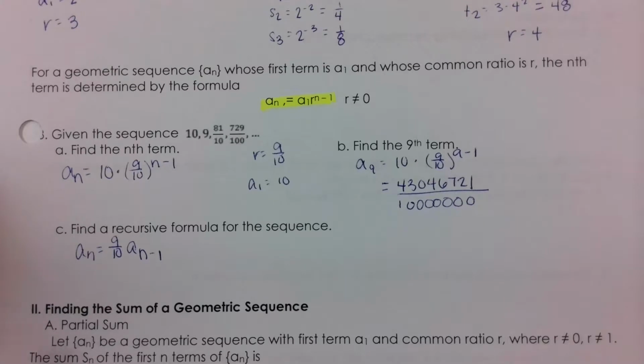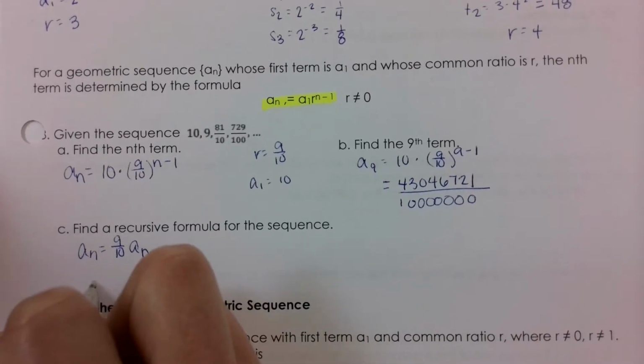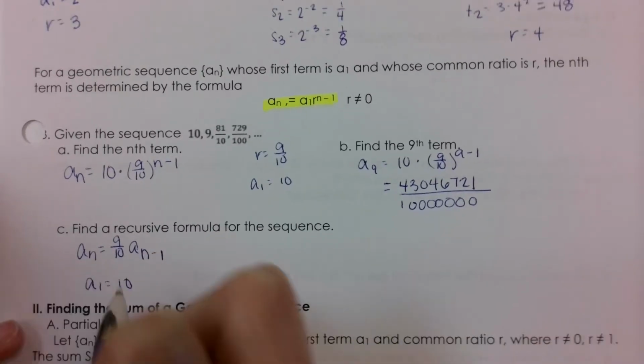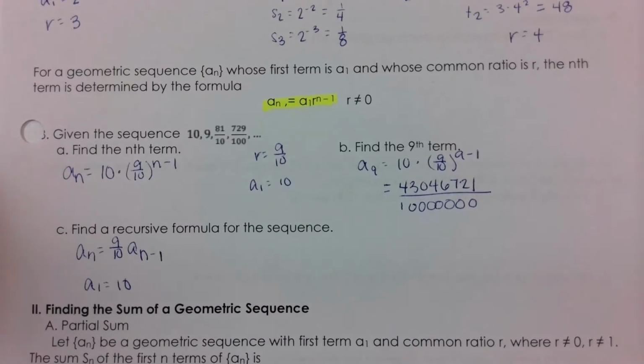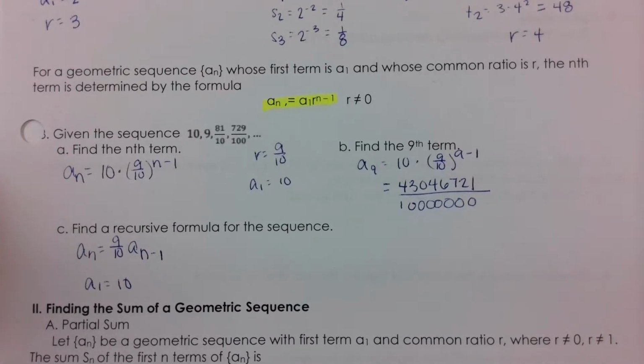We need to say where we started because you've got to have that part. So we'll say a sub 1 equals 10, and that should be good to go there. Questions? Alrighty. So that's how you deal with the sequences. Pretty straightforward, I think. Not too different from your arithmetic sequences, so you just gotta memorize those formulas.